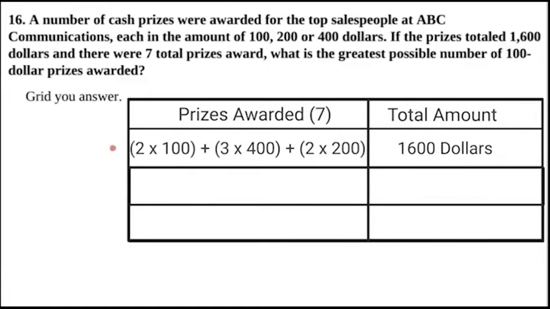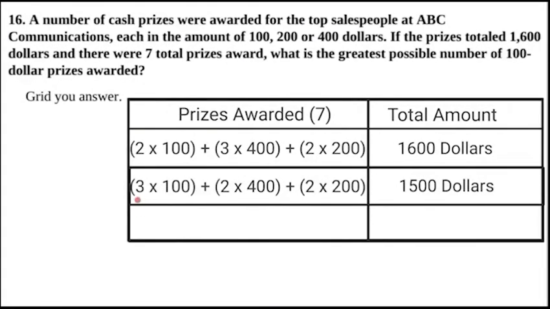Alright, so we can see here that if we choose 2, 3 and 2, we can get a total of 7. So if we apply 2 to the 100, 3 to the 400 and 2 to the 200, we will get 200 plus 1,200 plus 400, which will give us a total of $1,600. So this is on point, it's on target at the moment. But let's see, is there a higher number of $100 prizes available?